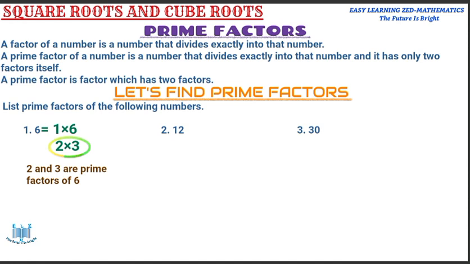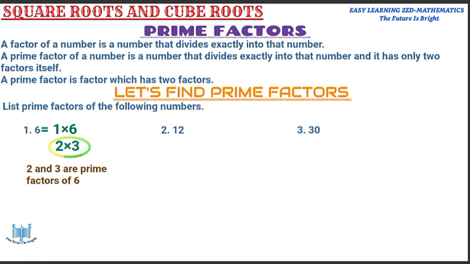Question 2 is 12. So we need to list first the factors of 12. All the factors of 12, whether they are prime factors or not, we are going to list them first. Then we are going to identify the prime factors from those factors which we list.